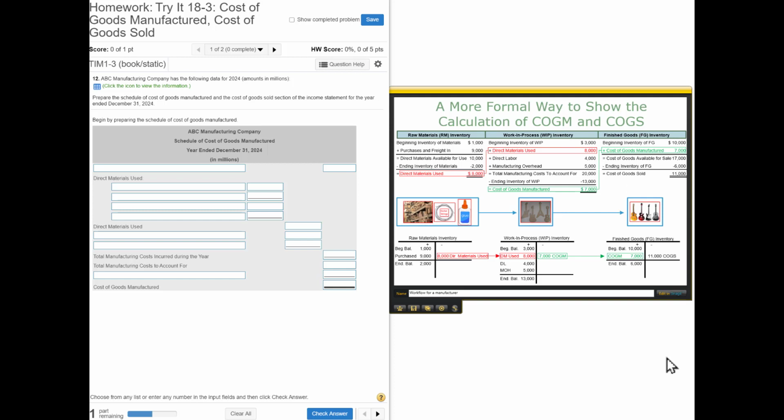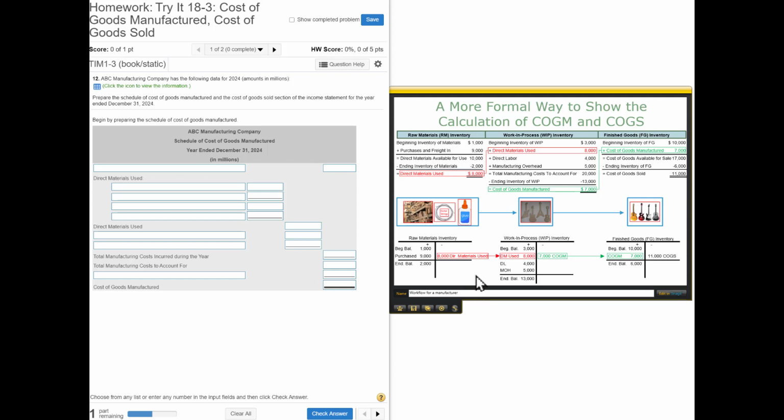To do this problem, we need to understand the workflow for a manufacturer. This is a screenshot of a slide from the PowerPoint. On the bottom, we have the T account forms of this flow, which students usually understand better than the formulas, which are on top. The raw materials for the products come into the raw materials inventory. In this case, this is manufacturing guitars. We purchase wood, guitar strings, and glue, and these go in our inventory for raw materials.